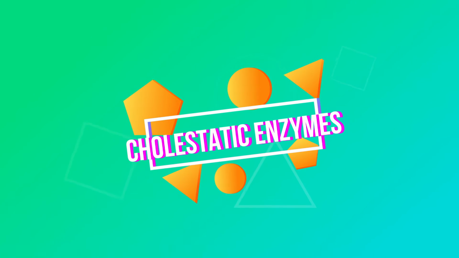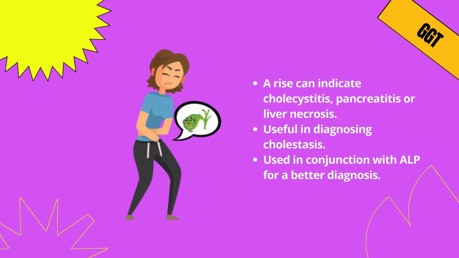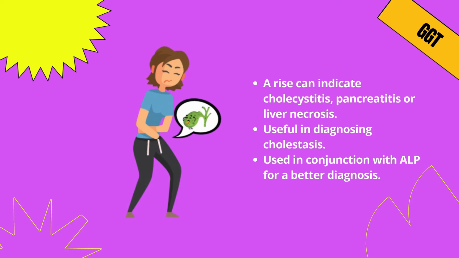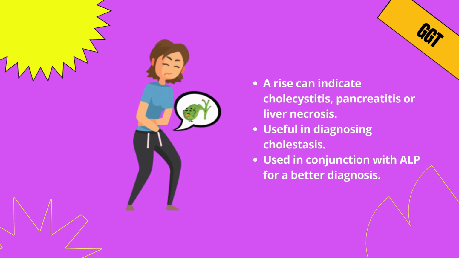Next will be cholestatic enzymes. Gamma-glutamyl transferase can be found in the liver, kidney, and bile duct. It is a hepatic microsomal enzyme. It can indicate cholecystitis, pancreatitis, or liver necrosis. It is useful in diagnosing cholestasis. It is used in conjunction with ALP for a better diagnosis.